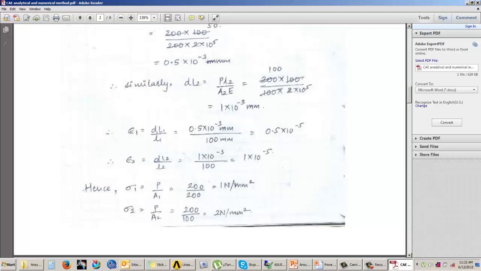Similarly, we will calculate the stress in the first bar and the second bar. So, P upon area 1, P upon area 2. That is 200 upon 200, so the stress in the first bar is 1 Newton per millimeter square, and the stress in the second bar is 200 upon 100, that is 2 Newtons per millimeter square.